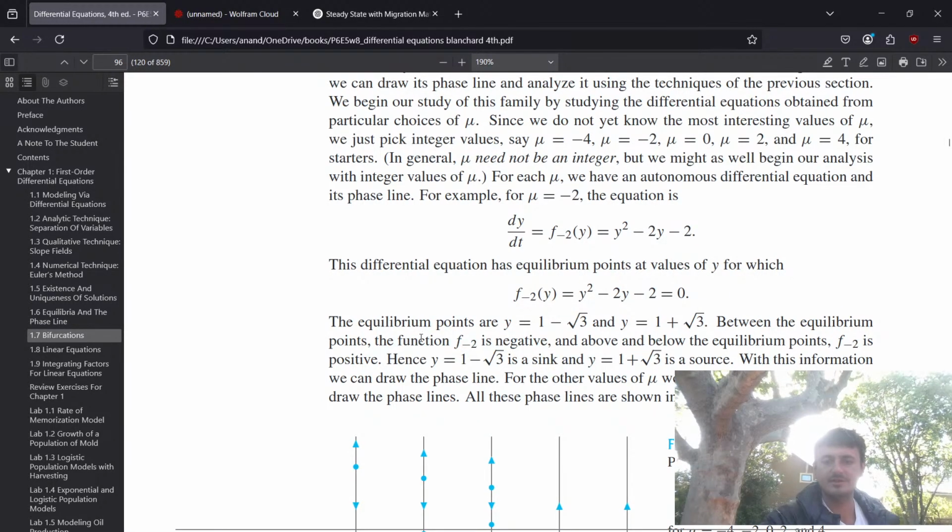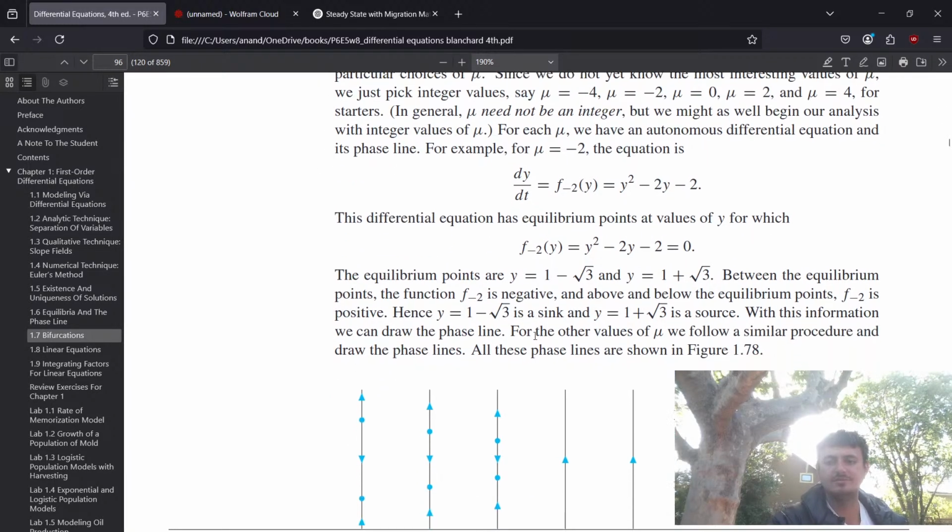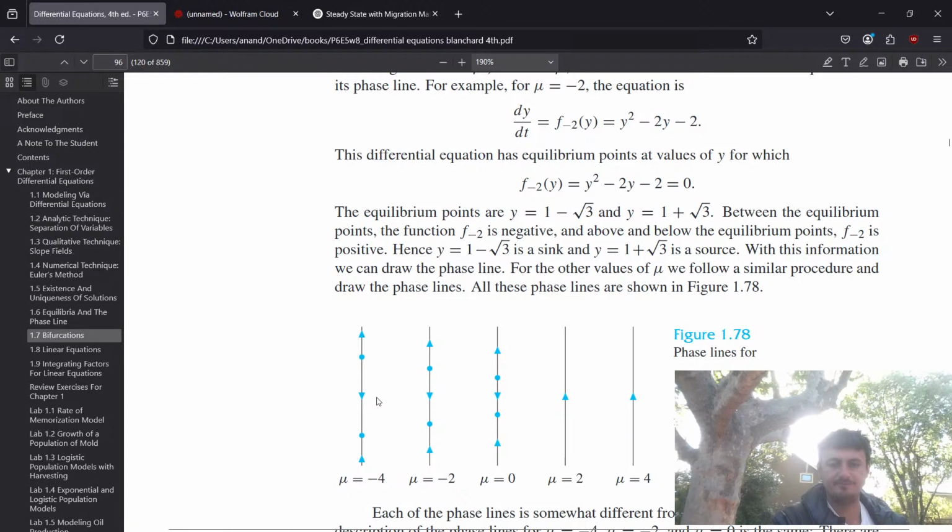Between the equilibrium points, dy/dt is negative, and above and below, it's positive. So we have this phase line.